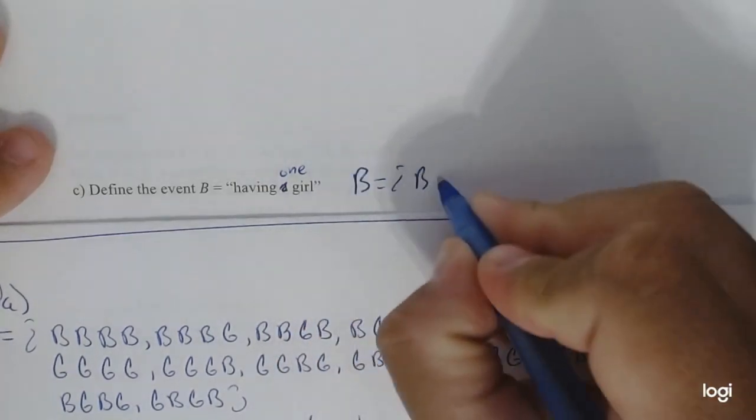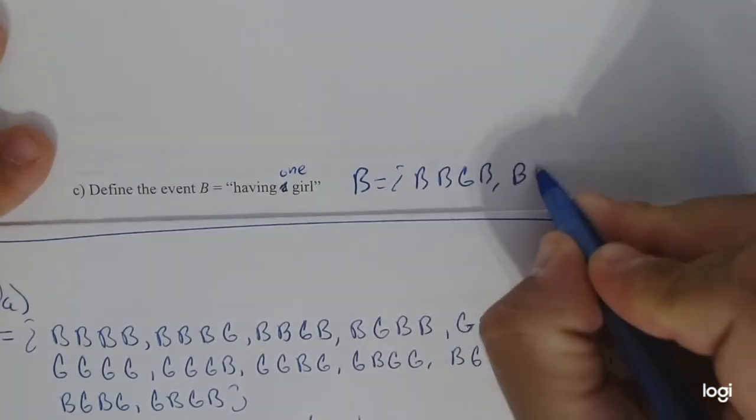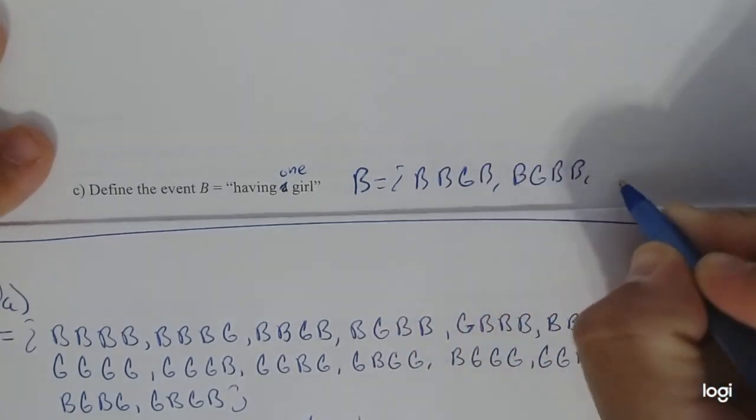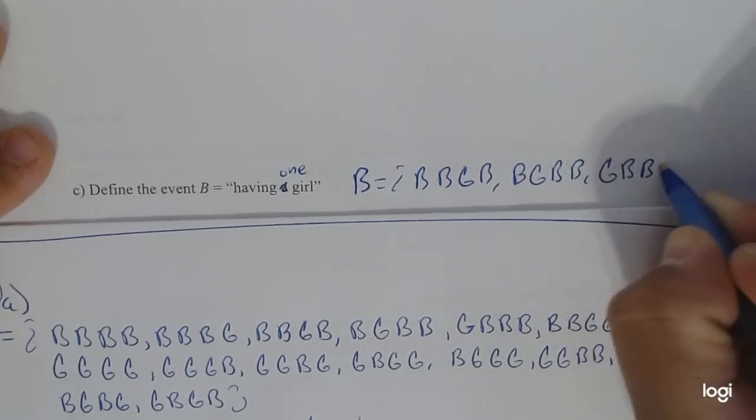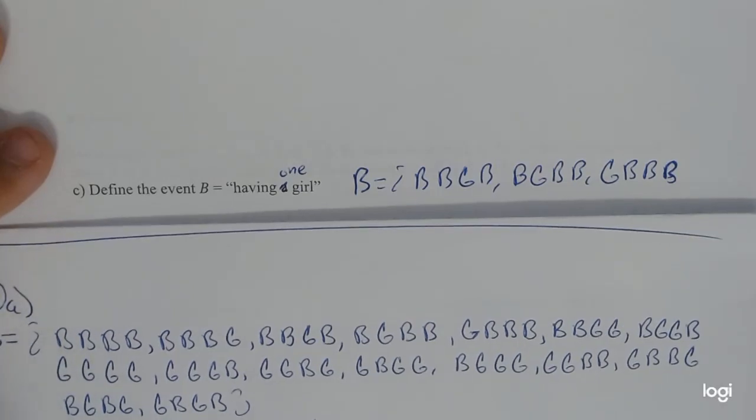So we can have 2 boys, a girl, then a boy. We can have a boy first, a girl, then 2 boys. We can have a girl first, and then 3 boys after that. And I believe that's the only ways of just having 1 girl. So only 3 outcomes.